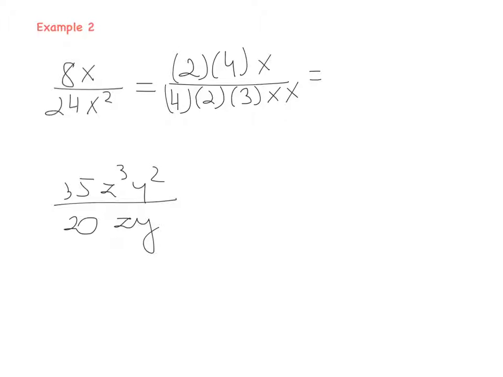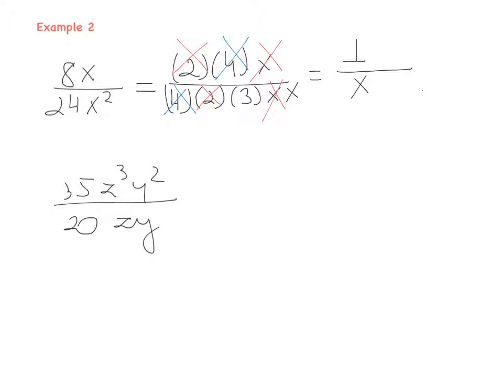So try to break it down, and then what do we have the same on the top and on the bottom? What can we cancel out? So 2, 4, and x. Okay, so what's left? On the top, 1, as we said before, all over x. Okay, and this is the answer.